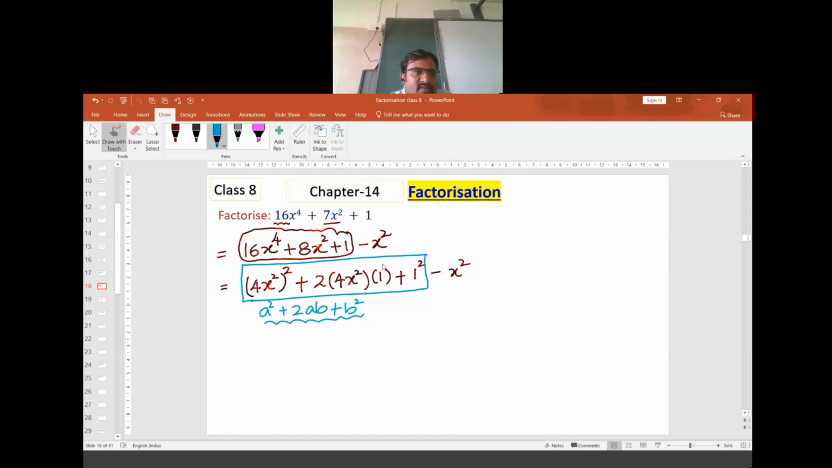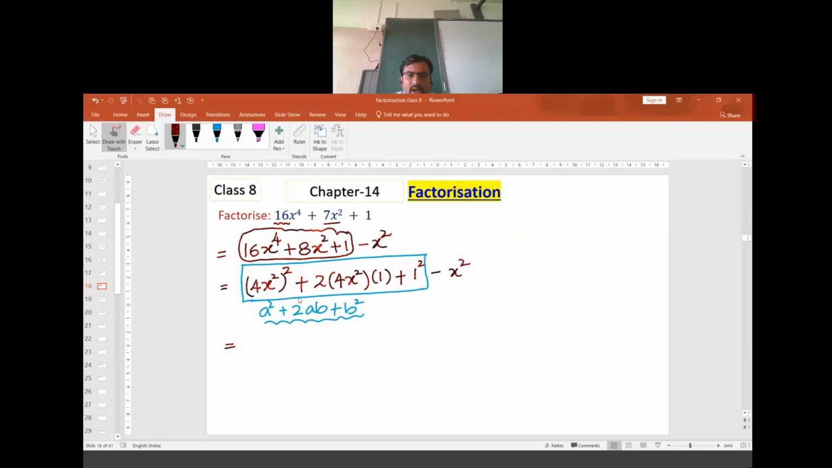Yes, sir. 1 is b here. 1 square is b square. So if you multiply by 1, we will get the same result, sir. So you have written 1 for the formula, sir. 4x square is considered as a, sir, and b is equal to 1.